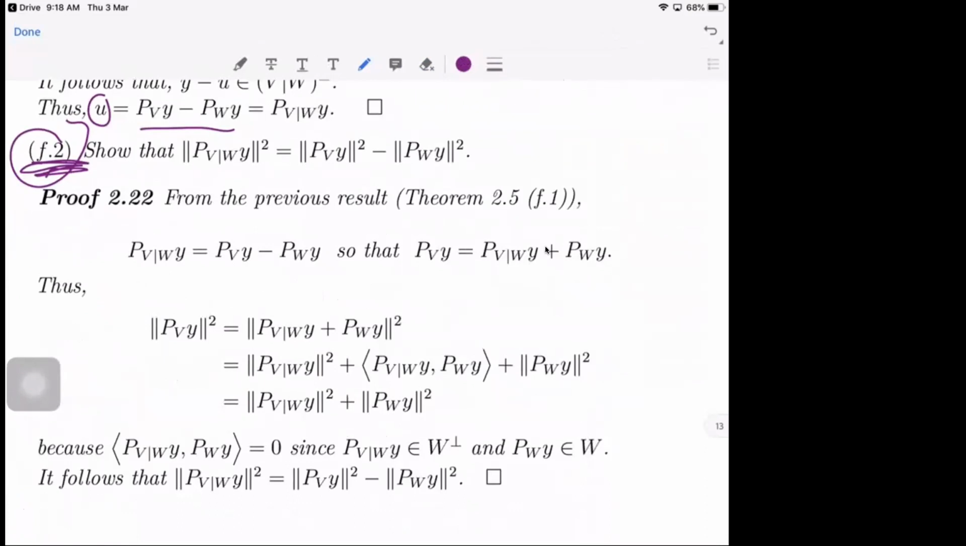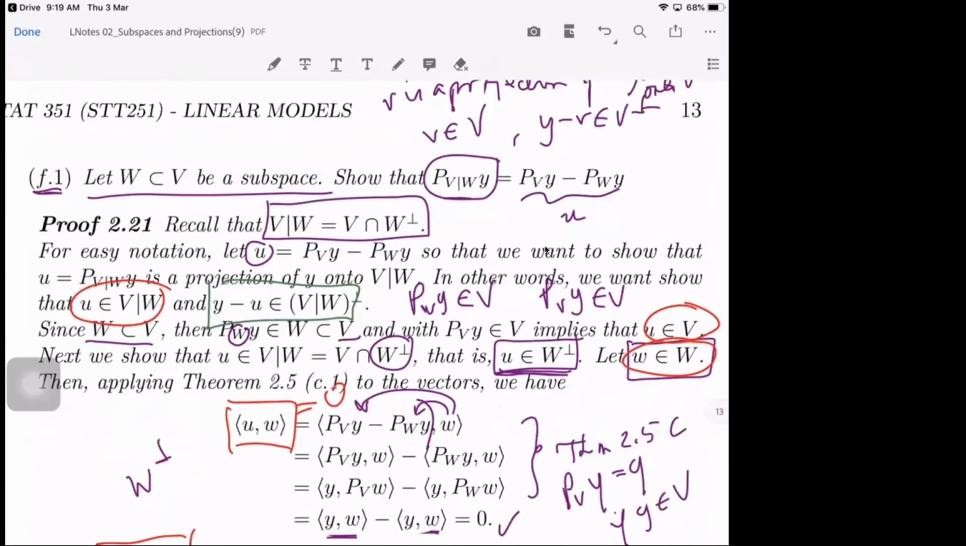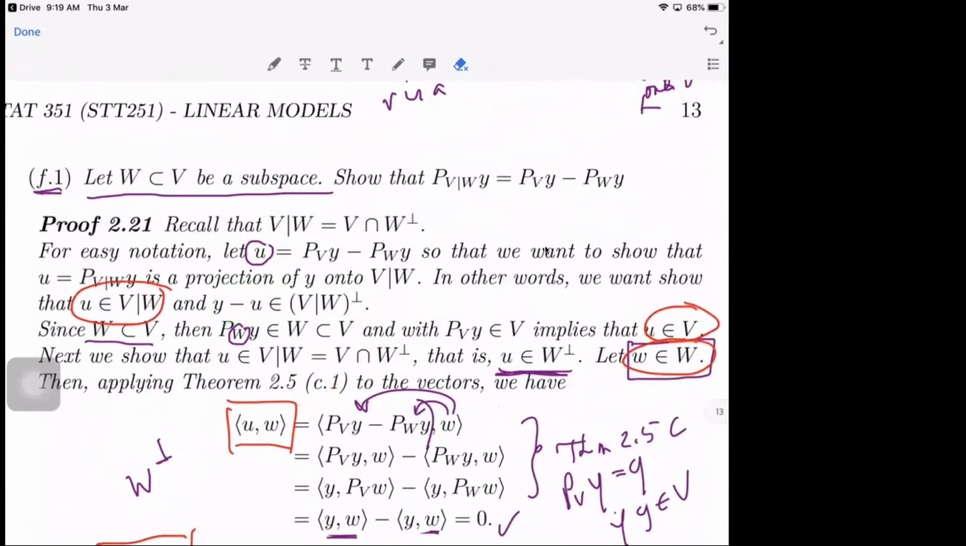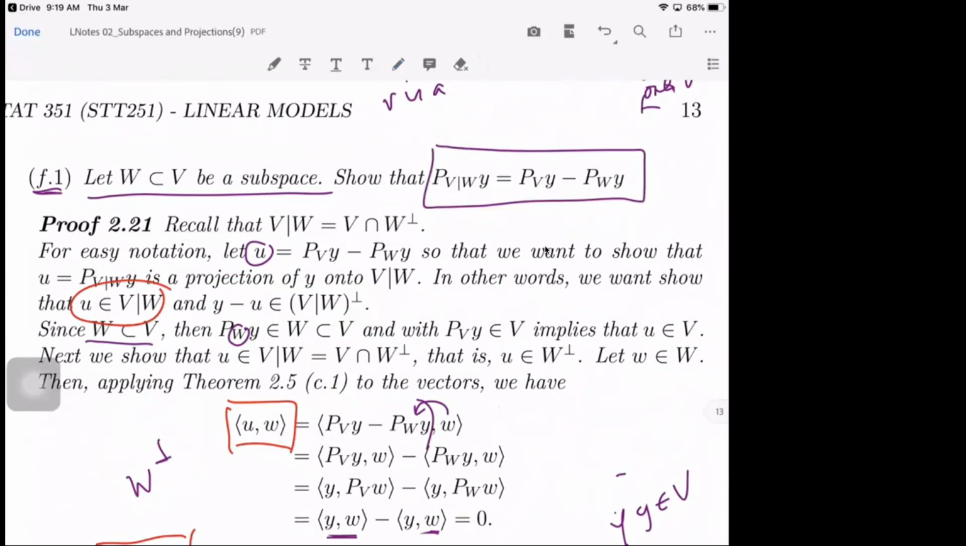Next, we have F.2. So here, I think this is just from the previous result, since we have shown here that the projection of y onto V mod W is just the difference between the projection of y onto V and the projection of y onto W.